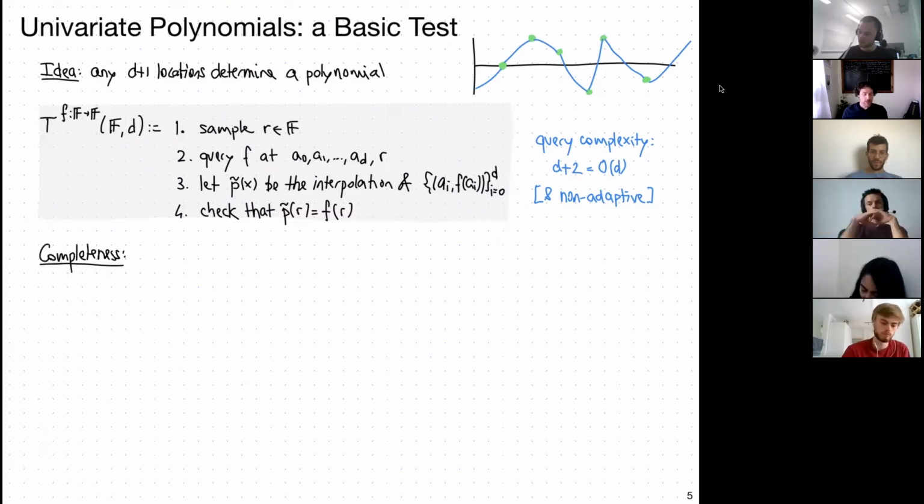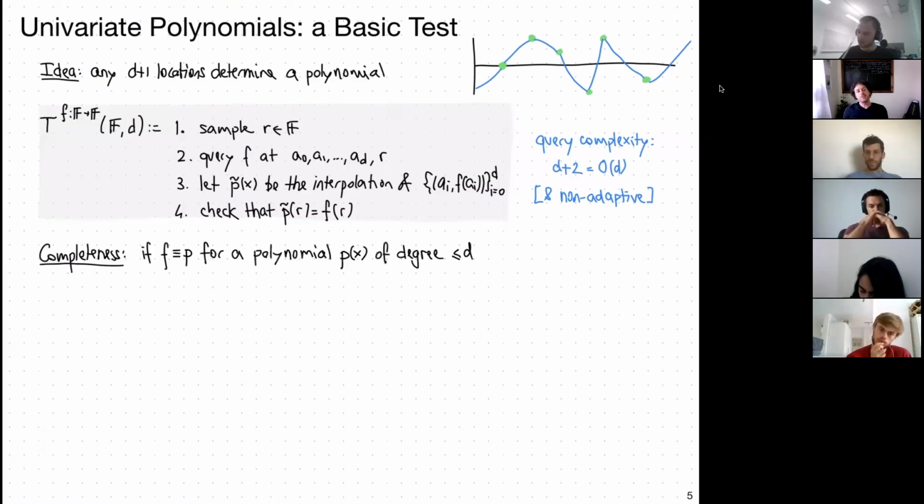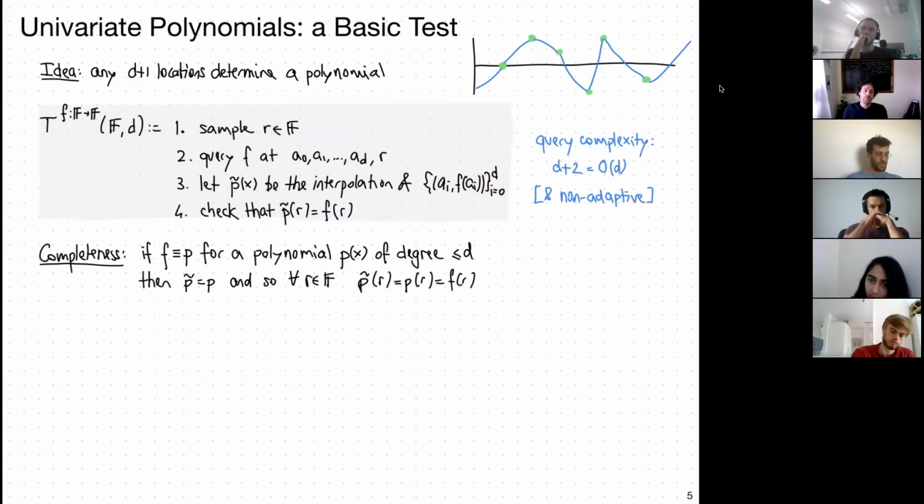Okay, so let's see what will happen with completeness. So if the function is a polynomial, then definitionally all points will agree. So I can check it on any point and I'm happy. Because all of the points will agree, and notice that I will use this notation throughout, that this tilde above is the interpolating polynomial. So if the interpolating polynomial is exactly the same as P, then they agree everywhere and everything works trivially.